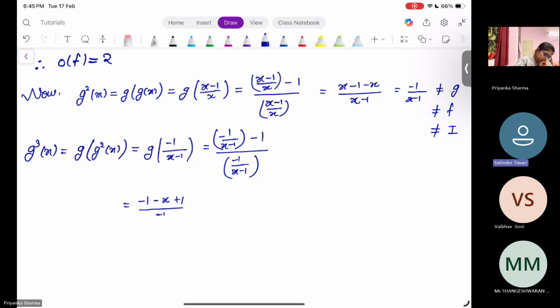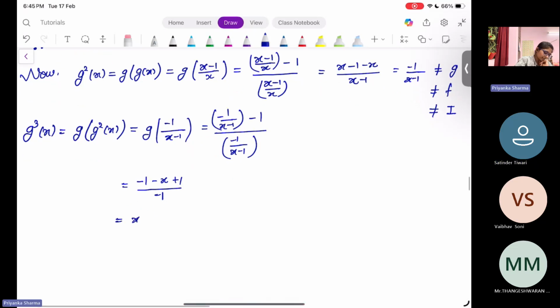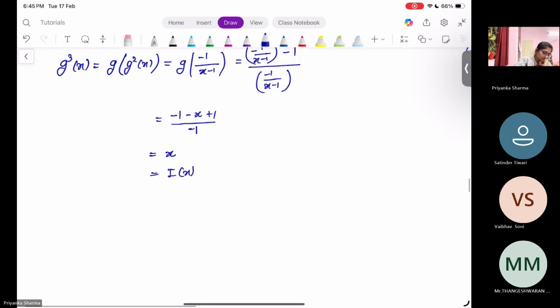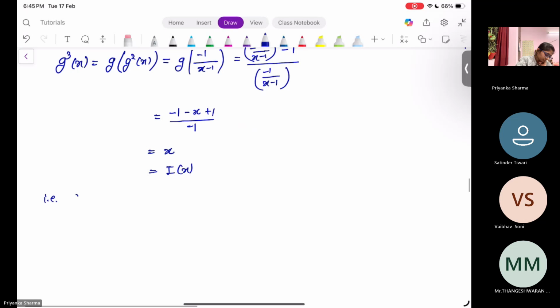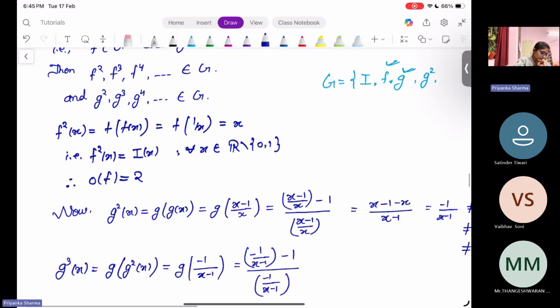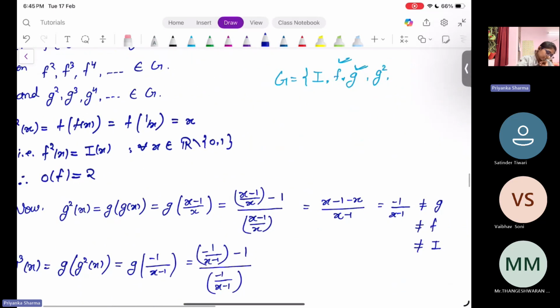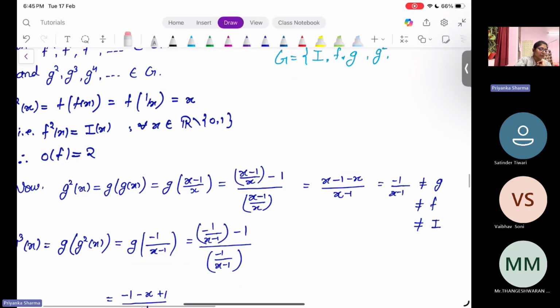Is it x? Yes, this is x. Okay. x means G cube will be the identity function. Or we can say that order of G is 3. So order of F is 2 and order of G is 3. It means there is no need to write G cube in this. That is already included.